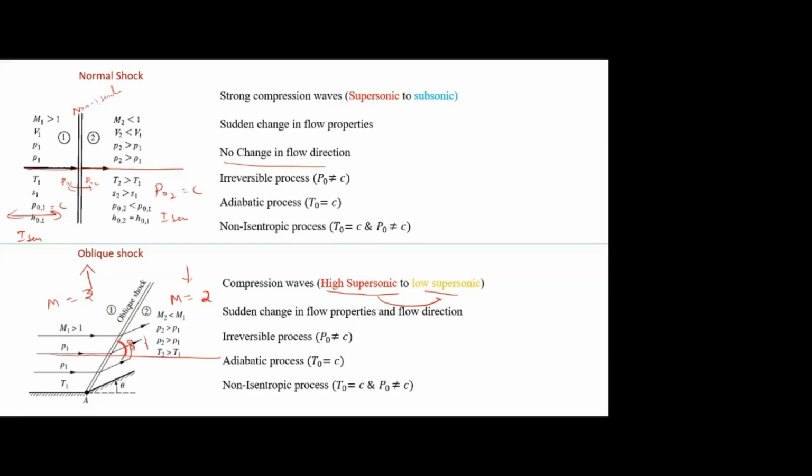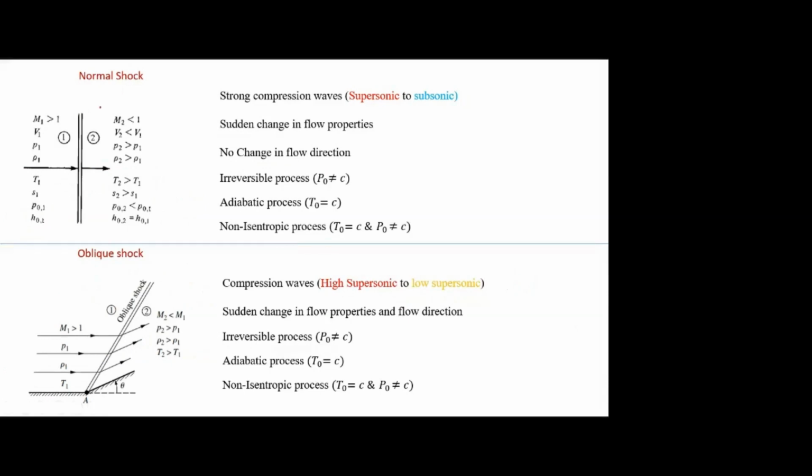So if this beta increases, shock strength also will increase, then the compression rate also will increase. Okay, this beta decides whether the shock is strong or weak. So it is 90 degree here, it is less than 90 degree here, so beta decreases, strength also decreases, compression rate also decreases.